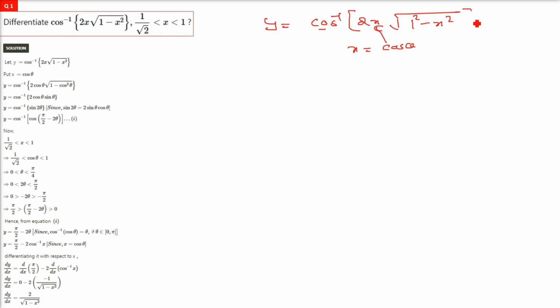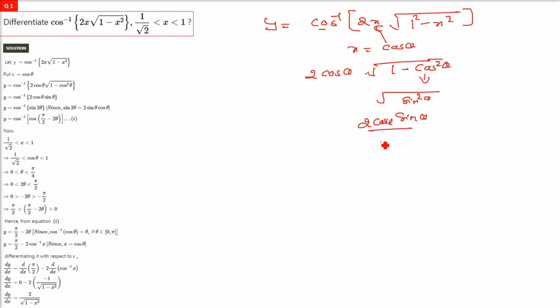So inside, after cos inverse, whatever is coming, let me show you. 2 cos theta, in place of x we are putting cos theta. 1 squared minus cos square theta: now 1 minus cos square theta is sin square theta. And the under root of any square is that the square gets cancelled. So you get sin theta only, and you have 2 cos theta outside. Now 2 sin theta cos theta, or 2 cos theta sin theta, is sin 2 theta.